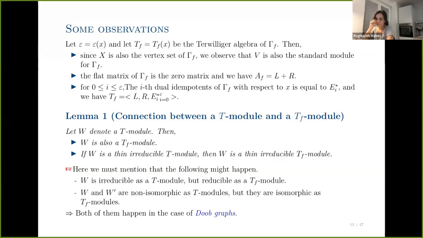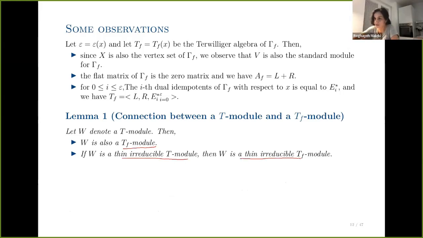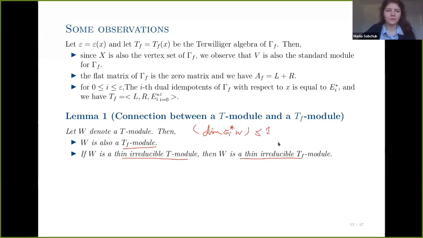And here, yes. Sorry, I can't hear you. Remind me, what is a thin module? We say a module is thin. I think if I'm not wrong you defined it, I just forget. So the dimension of EI star of W is less than or equal to 1. Oh, okay. Okay, thank you.